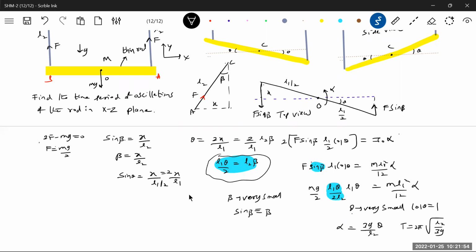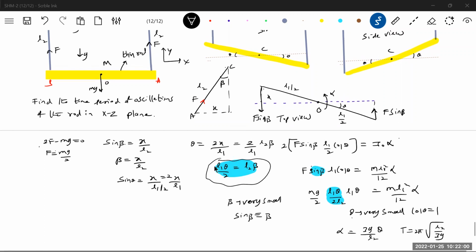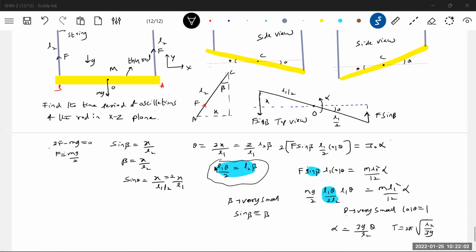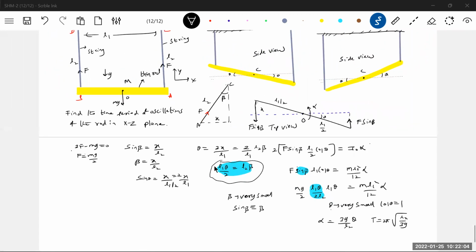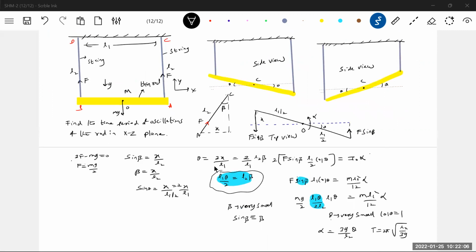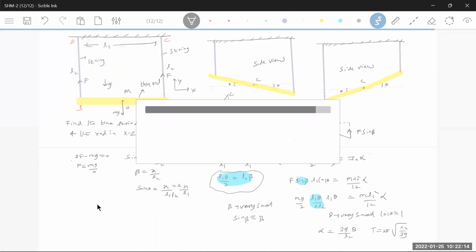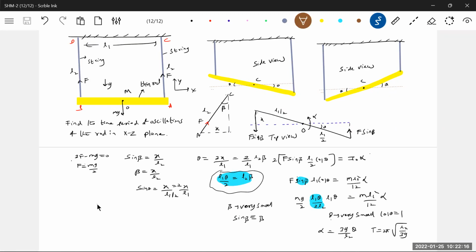If a rod and strings are there, we have to be careful. The same conditions will come. I think making observation of the system in different planes matters a lot. I'll bring the total. This will be our answer.